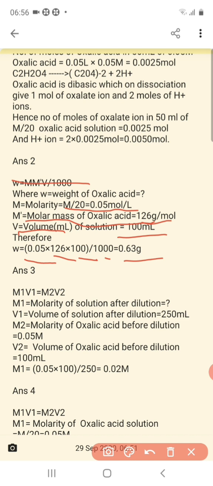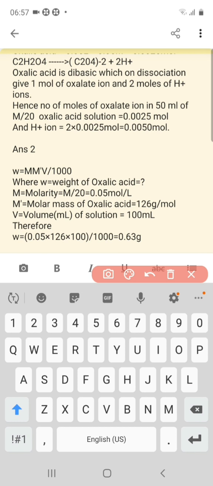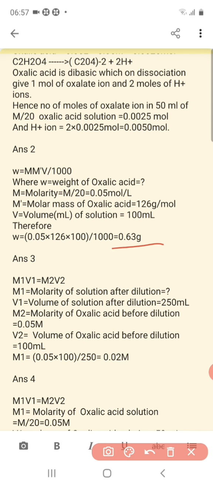So in this question you have to utilize this formula. With the help of this formula we can calculate the weight of oxalic acid required to prepare 100 ml of M/20 oxalic acid solution by dissolving 0.63 grams of oxalic acid in 100 ml of distilled water.